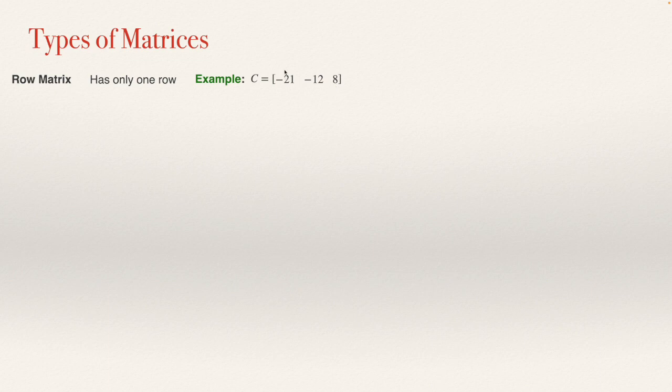In this case, we have 3 columns, 1 row. The size of the matrix is 1 by 3. So the first number in the size of the matrix will be 1. And usually people call it a row vector.